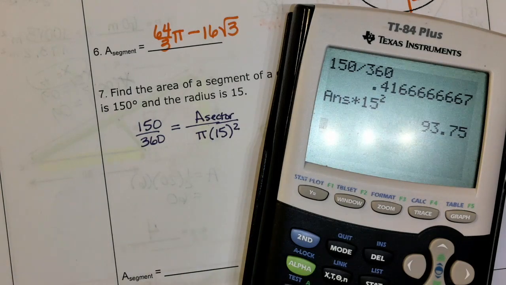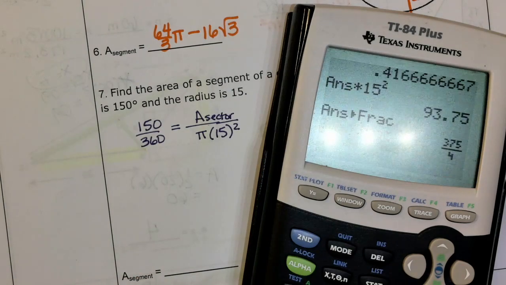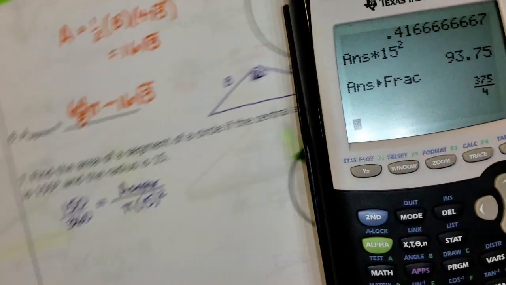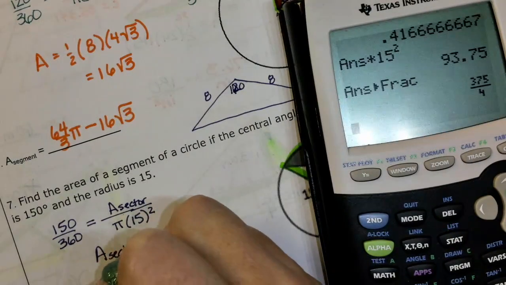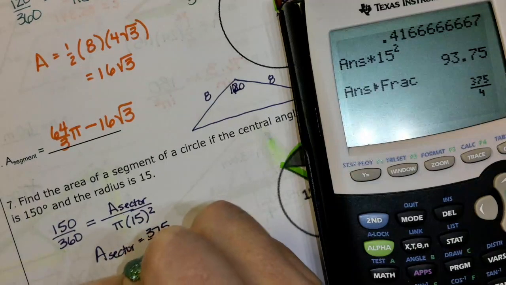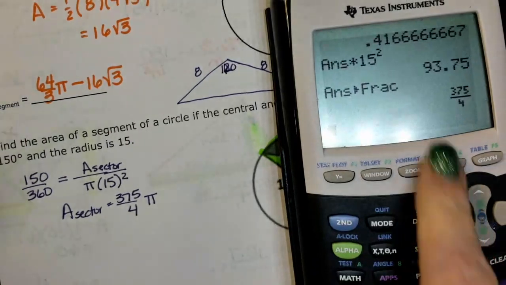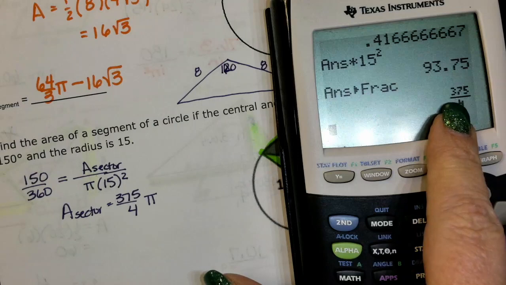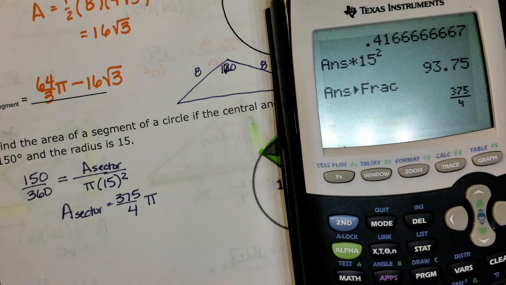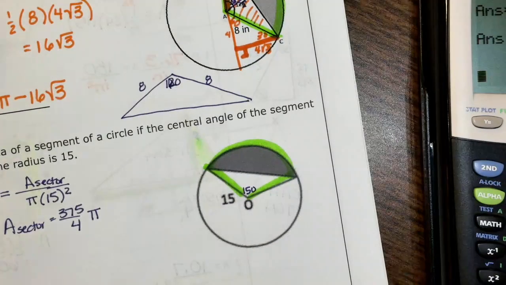Okay, now again, I want to use exact answers. I don't want to keep decimals. So this is going to be 375 fourths. So the area of my sector is 375 fourths pi, because I didn't use pi. Now, notice it's 93.75. It would be okay to leave 93.75 pi, but it's always better. I just hate to mix decimals and exact numbers like pi. Okay, so that's my area of my sector. So you can see this is going to get really ugly.